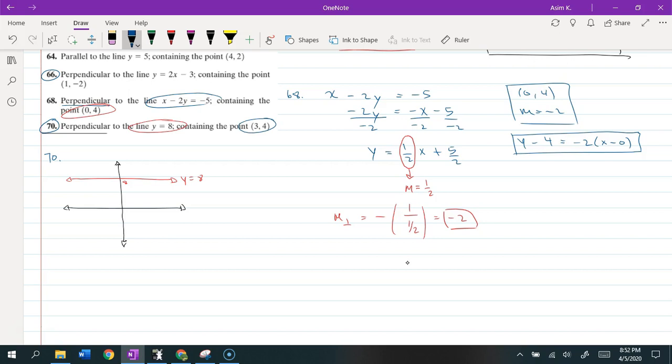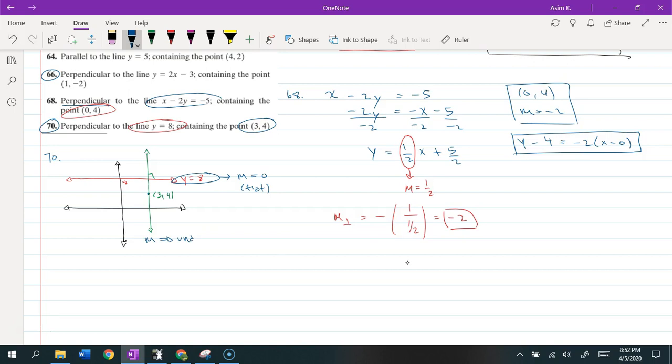So 3, comma 4 might be somewhere over here. And your line, not only is it going through 3, comma 4, it is also perpendicular to that other line, right? So they make a 90-degree relationship. So what you want to really quickly do is be like, well, this line that they gave to me has a slope of 0 because it's a flat line. So my line must have an undefined slope because it's a vertical line.